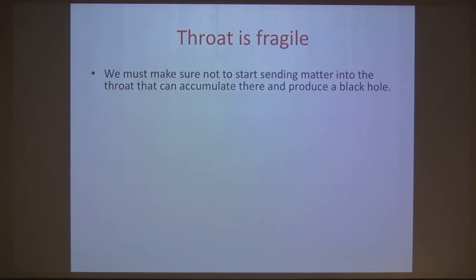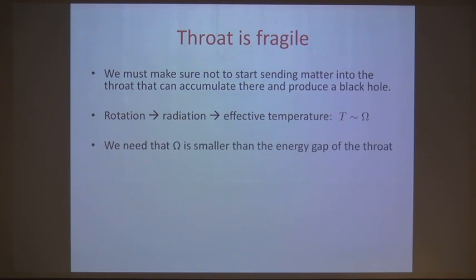Now, this throat is fragile, so we must make sure not to be sending in any matter when we do this that could accumulate and produce a black hole. Now, of course, the rotation implies that we have some radiation. The rotation also implies that these objects are accelerating, so there is an effective Unruh-like temperature. You can think of it either as coming from the radiation or from the acceleration, and it is proportional to the angular frequency. So we need the angular frequency to be smaller than the energy gap of the throat. And that energy gap of the throat is 1 over L.